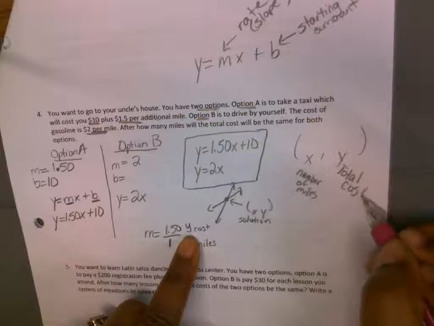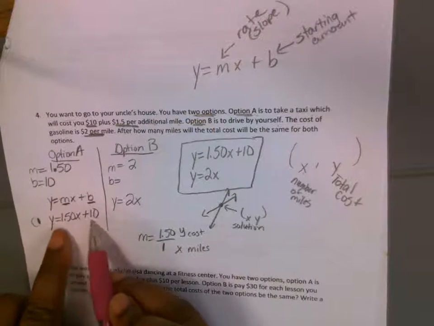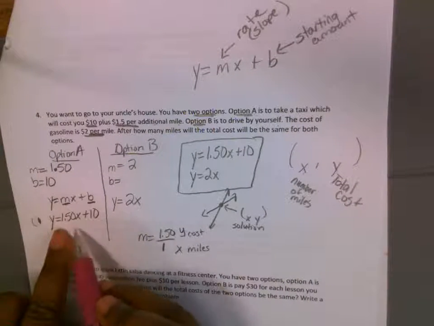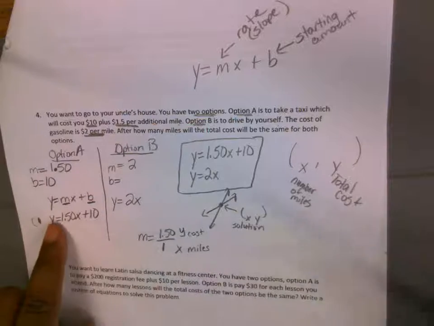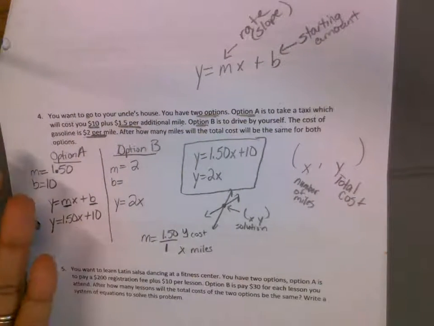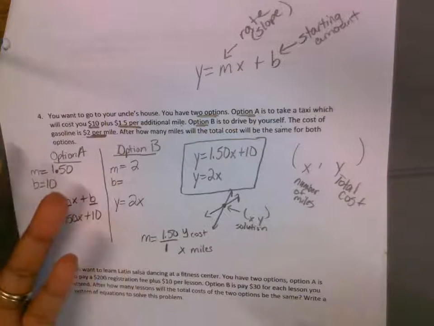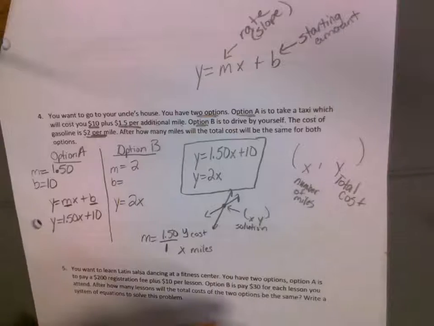Now, Ms. Reyes, why do you put total? Because remember, y is your output. That's what this is equal to. So y is always going to be total something. x is going to be number of something. y is total, x is number of whatever that unit is.